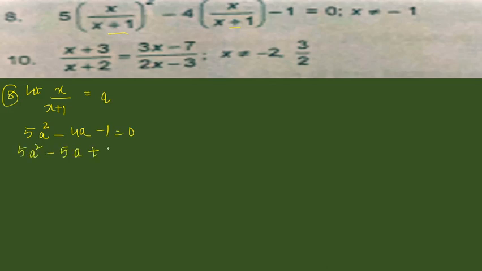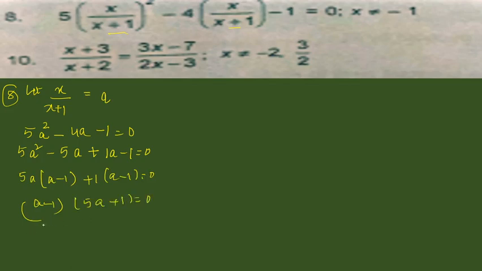Now in this question number 8, I assume x upon x plus 1, which is given here, as a. Then you will get 5a square minus 4a minus 1 equal to 0. Now splitting of the middle term: 5a square, I write it as minus 5a plus 1a. It's simple splitting of the middle term. So 5a into (a minus 1) plus 1 into (a minus 1) equal to 0. So I get (a minus 1) and then (5a plus 1) equal to 0.